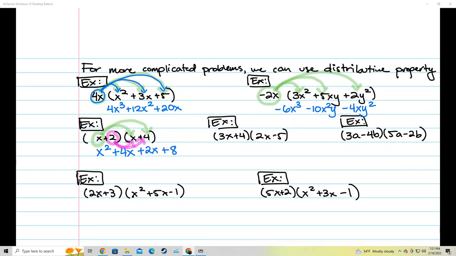Once I'm done here, I'm just going to go ahead and combine like terms. There are no other x squareds, but there are these x's here. Remember, when we're adding variables, we do not add the exponents, okay? So we're just going to say 4x's plus 2x's. That's just going to give me 6x's. Do not write 6x squared.